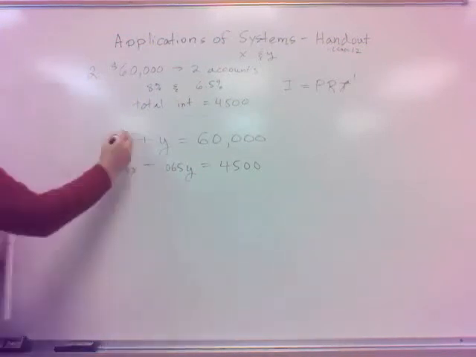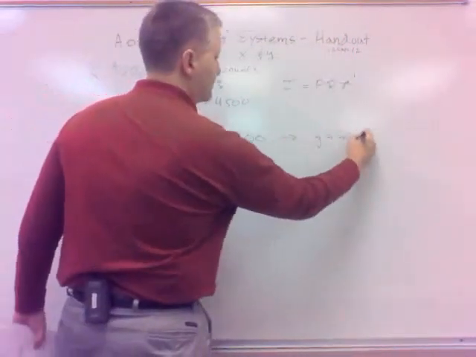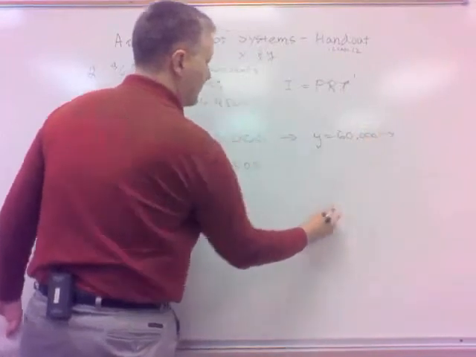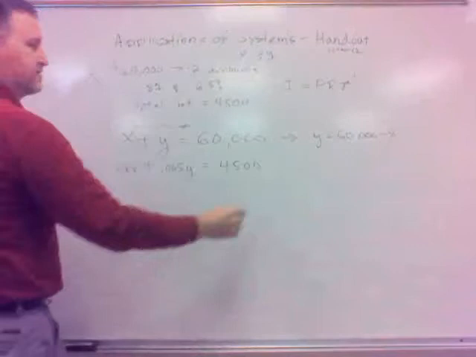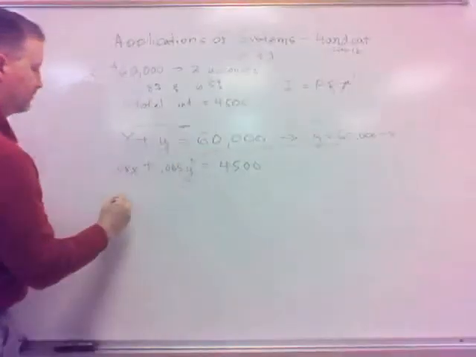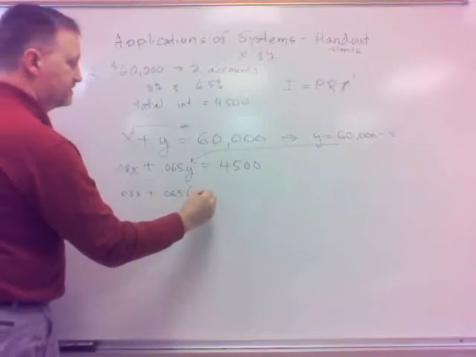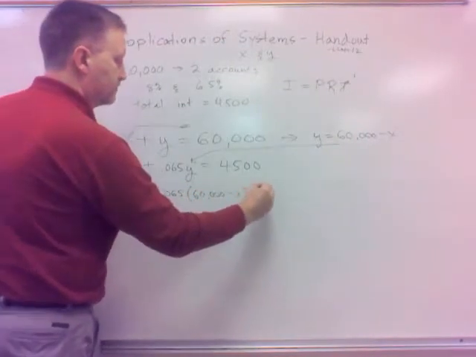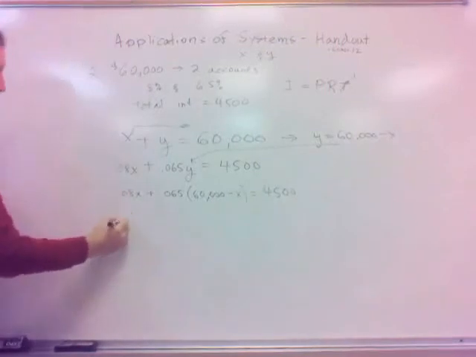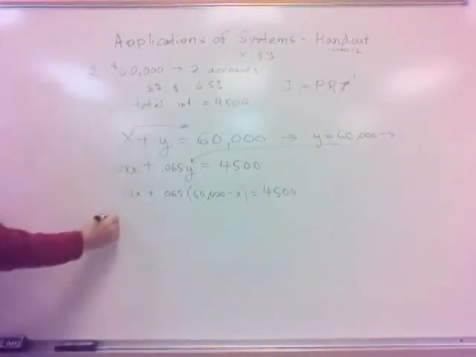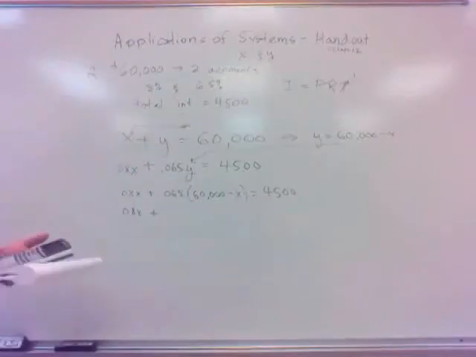If I just move the X over here and make it Y equals 60,000 minus X, I can plug in for Y the 60,000 minus X. So it'd be 0.08X plus 0.065 times (60,000 minus X) equals 4,500. Six of one, half dozen of the other, right? Works either way. All right, so then 0.08X plus, just distribute your 0.065.